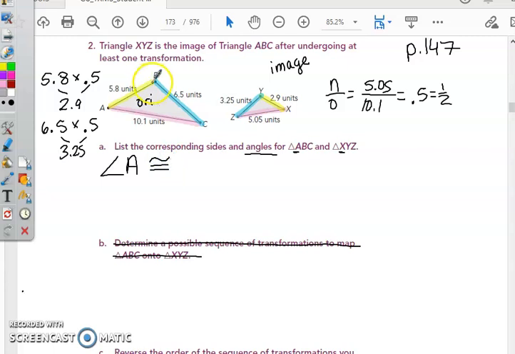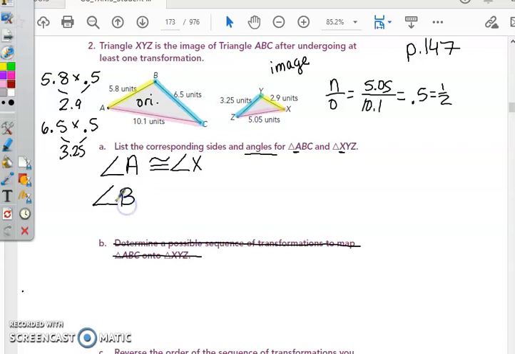So if you look here, A is formed with the yellow and the pink. And I'm telling you it should match with X without looking at the picture. And notice X is with the yellow and the pink. Okay? So angle A and angle X are congruent. Okay, and I can look just at this.